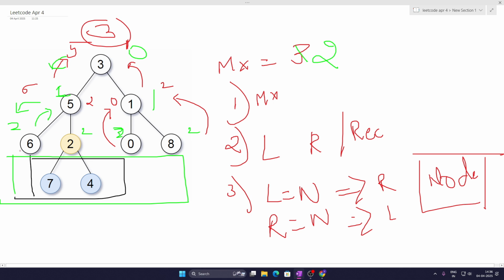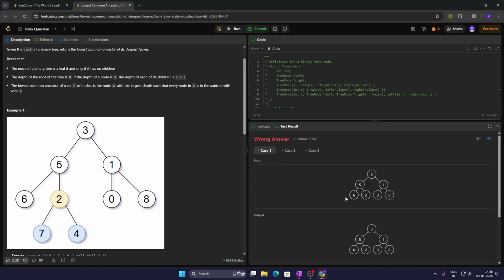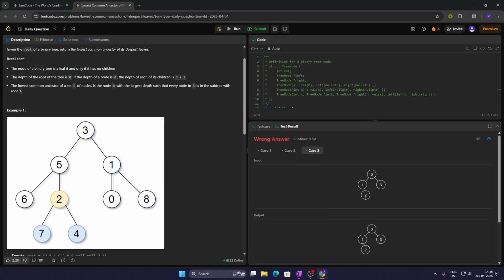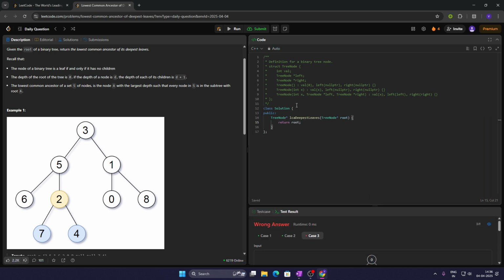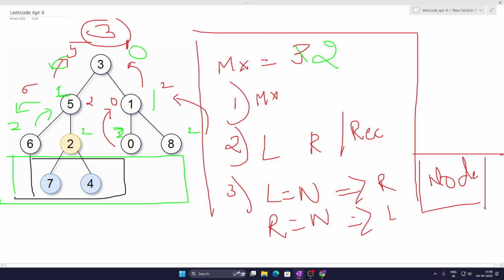Then what will be our base case? See here, if the root is null, if the current traversing node is null, then we will return null. So let's code this one. In this case the answer is 3. In this case the answer would be 2, like expected. So we will write our answer. These are the steps, and we will follow these only.